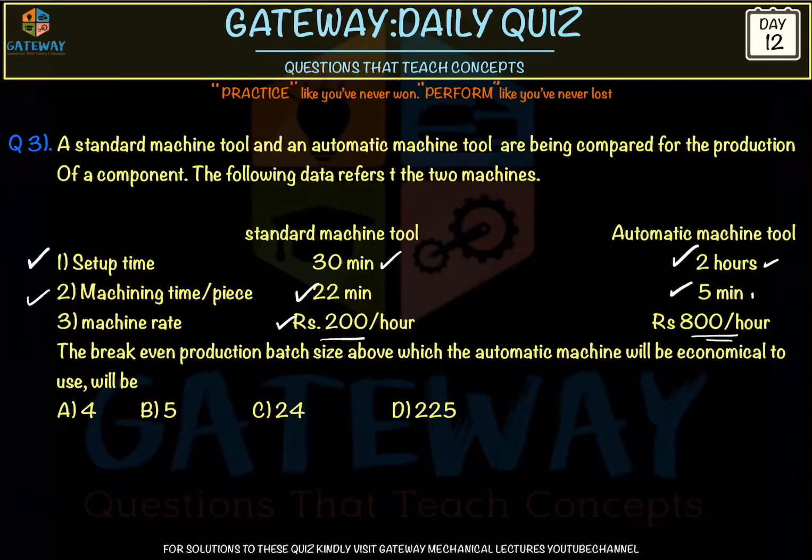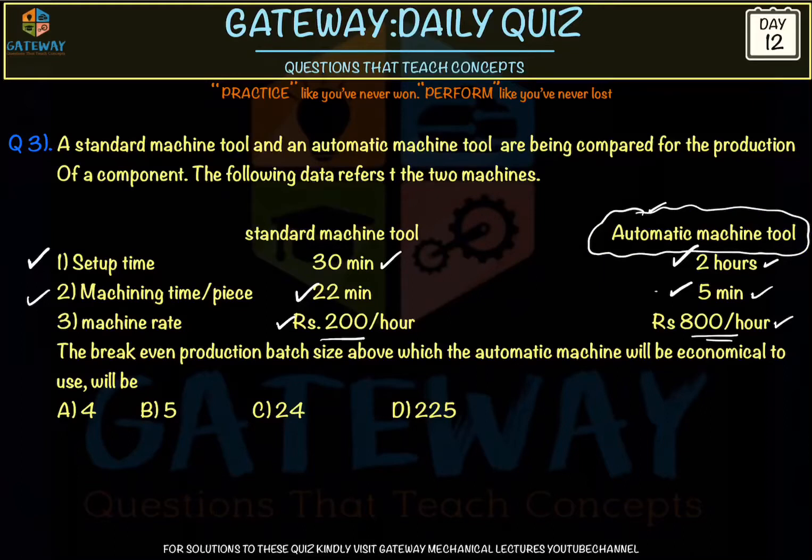Whereas on the automatic machine tool, the operator, after setting up, can produce around 12 components in 1 hour. We have a higher production rate in this case, but we have more cost for the operator. Since it is an automatic machine tool, we have more cost. And here in our question, they are asking us to make the best use of this automatic machine tool.